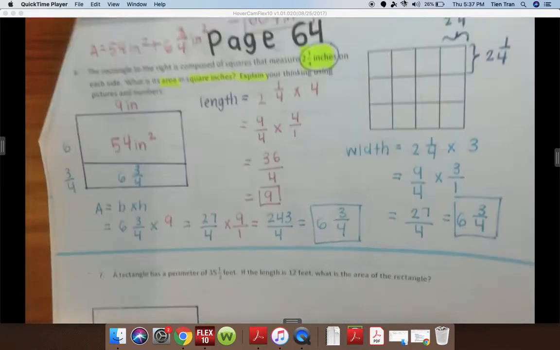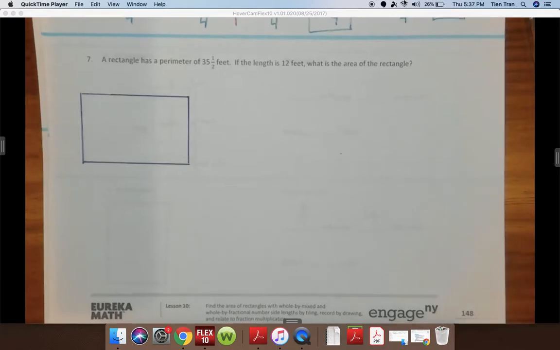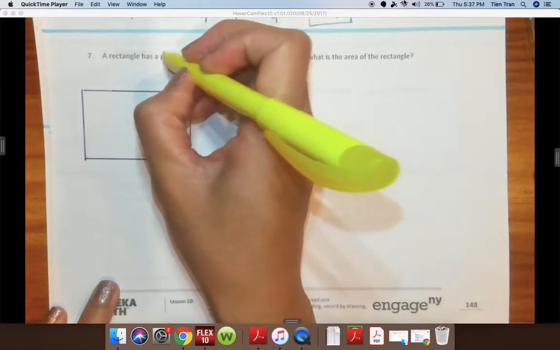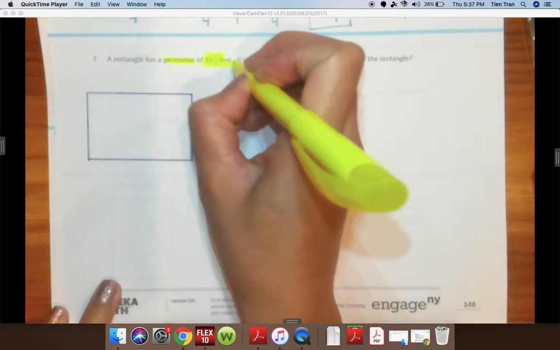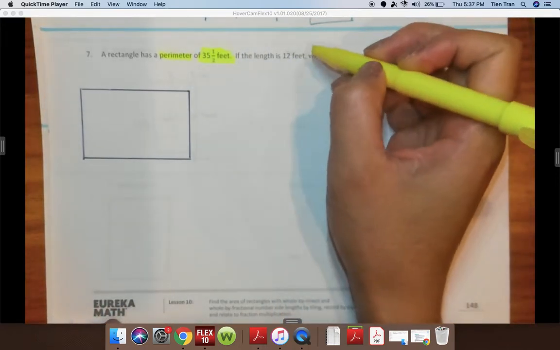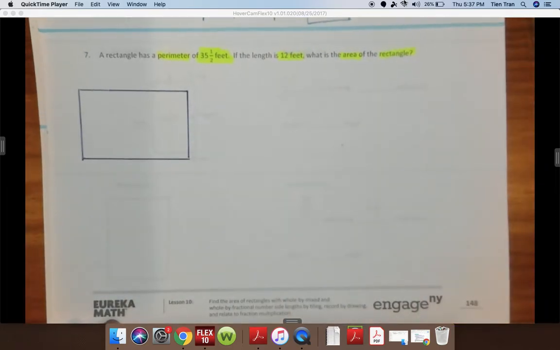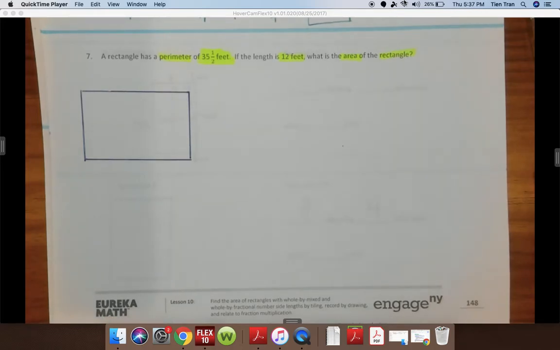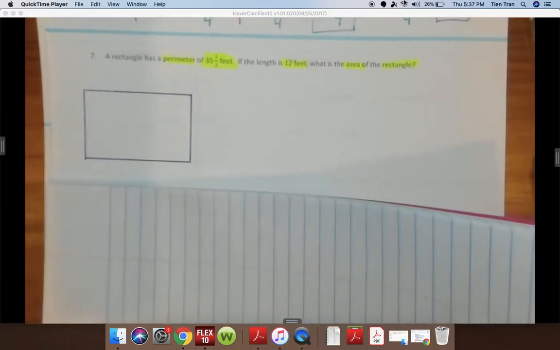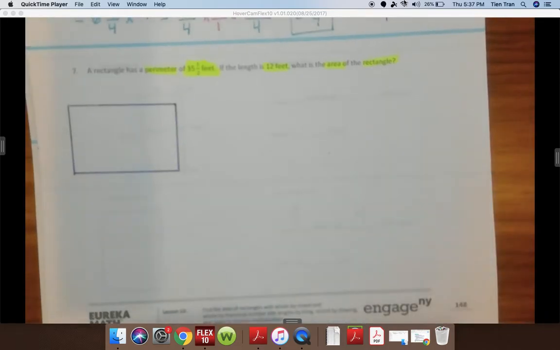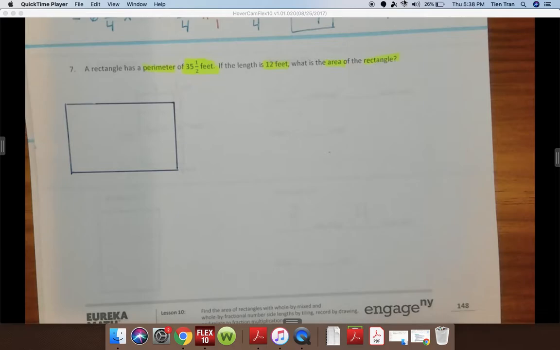Now, we're going to move on to problem 7. Problem 7 says a rectangle has a perimeter of 35 and 1/2 feet, and the length is 12 feet. What is the area of the rectangle? So I need to figure out what is the area of the rectangle for my entire rectangle.